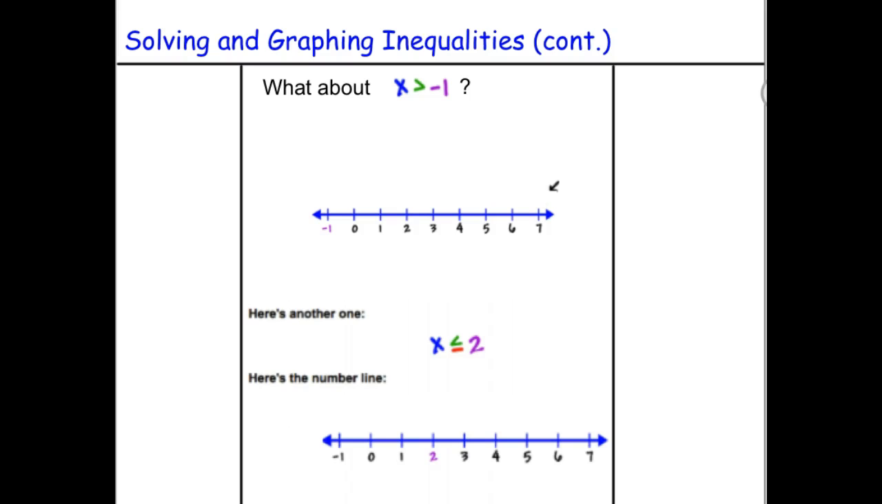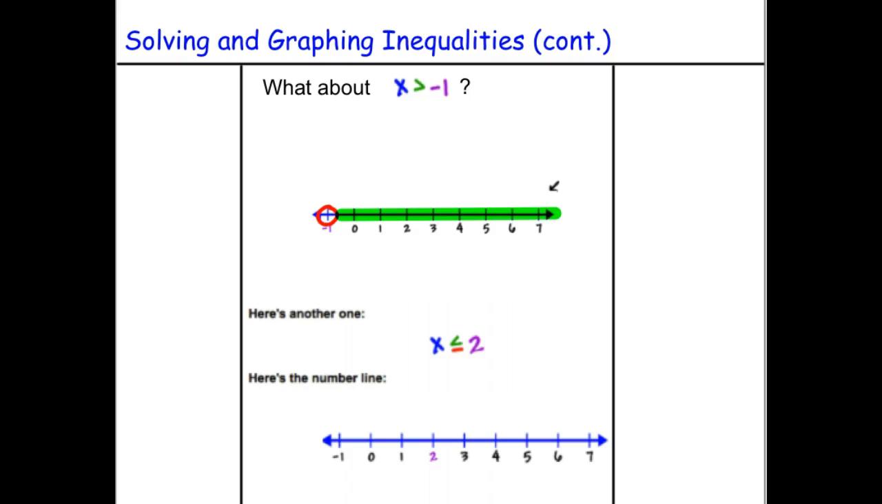So now what about x is greater than negative 1? When we look at this, we need to remember that it's either an open circle or a closed one. With it being greater than, it's going to be an open circle. So we're at negative 1, open circle. X is on the left. So which way are we going to shade? We're going to shade away from negative 1, to the right.